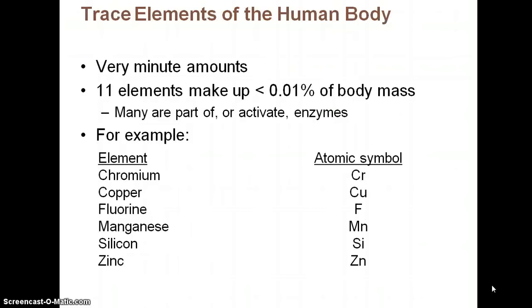You have a very, very small amount of these. There's 11 elements that actually make up less than 1/100th of a percent of your actual body mass. Most of them are going to be a part of or help to activate enzymes. Remember, enzymes are proteins that help speed up chemical reactions.